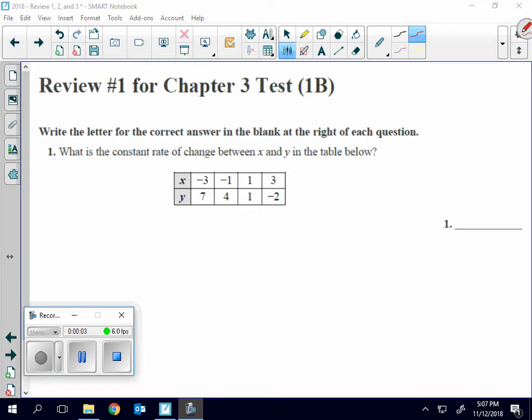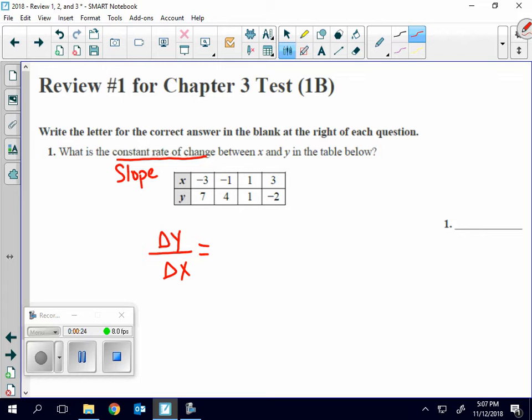Right, this is review number 1 for chapter 3. Question 1, what is the constant rate of change between x and y in the table below? They're looking for the slope. The slope is just the change in y over the change in x.